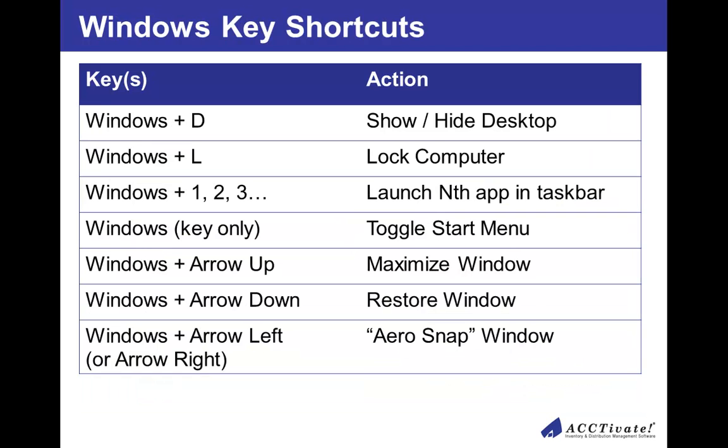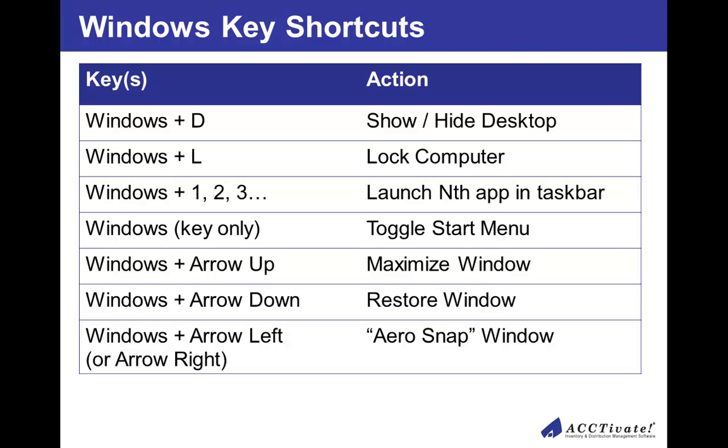And then some Windows key shortcuts, which I think are definitely applicable to other software. This is not really just an ACCTivate tip, but Windows D is a way to just toggle between your desktop and the applications that are open. I use that a lot when I just want to look at something on my desktop or find a file that I just downloaded.